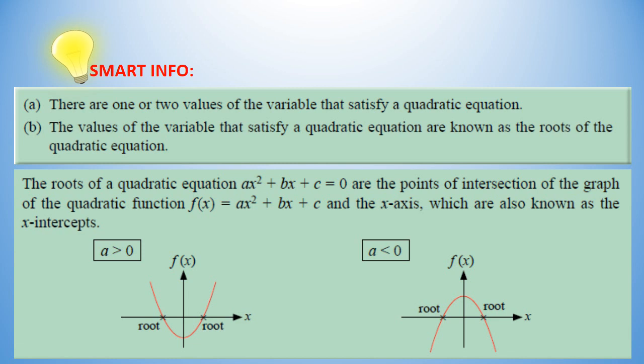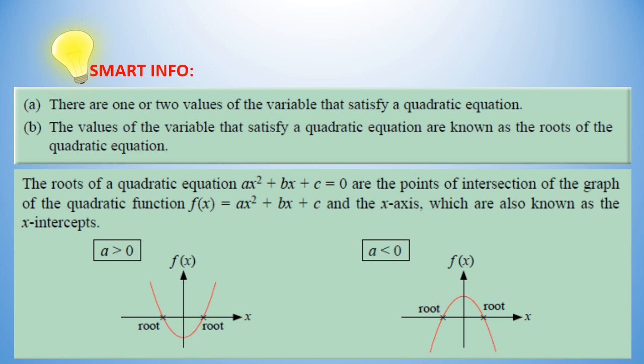Okay, for your info, there are 1 or 2 values of the variable that satisfy a quadratic equation. So it can be 1 value or it can be 2 values. From the previous example, I only gave the example for 2 values, okay? But we also have 1 value. I didn't give the example here, okay? But you have to know, it can be 1, it can be 2.